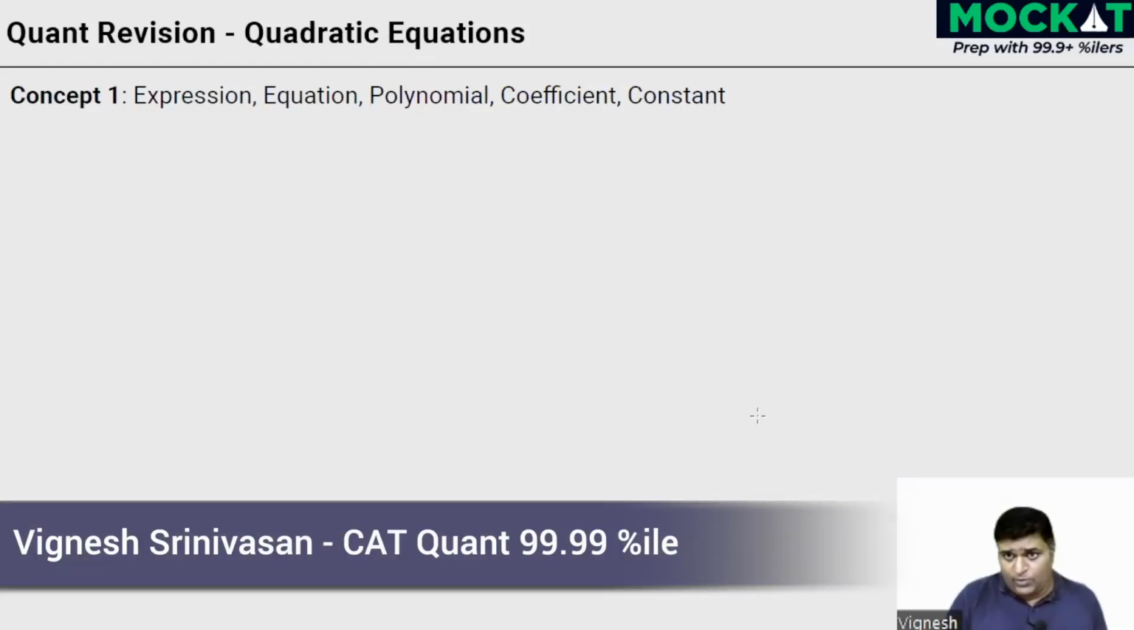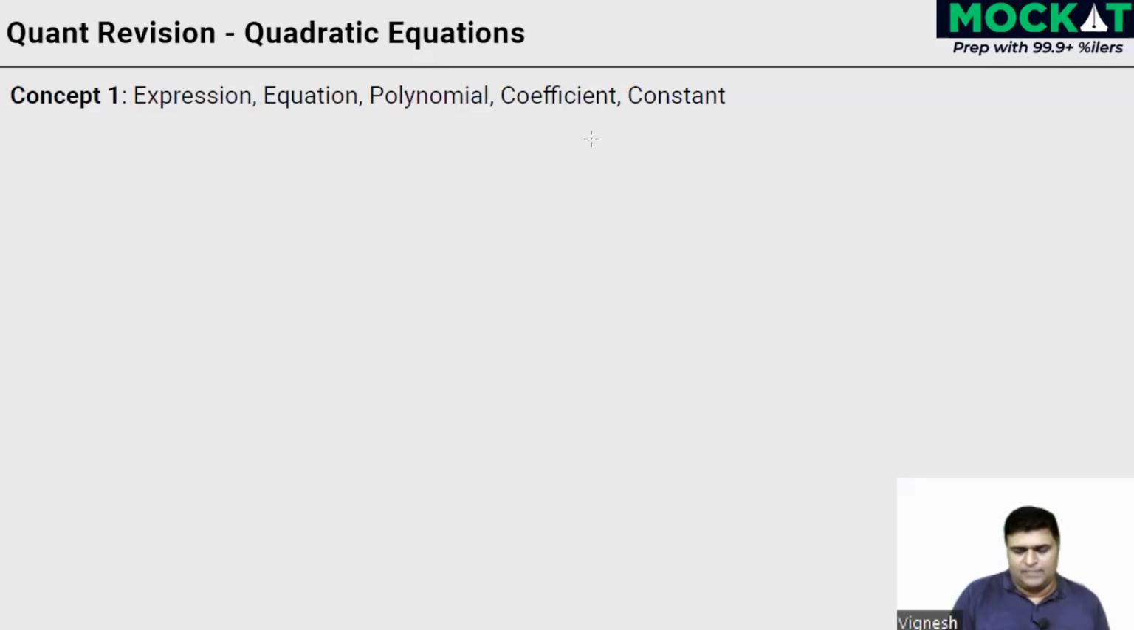Right. So now we look at quadratic equations. Before we start with that, we need to understand the difference between an expression and an equation. We've seen this in the lessons. What's an expression? f of x equals, let's say, x squared minus 5x plus 6.